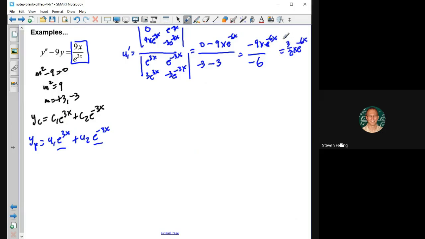Okay. And then for u2 prime, we have the same Wronskian on the bottom. I'm just going to write it as negative 6 because it doesn't change. But what's going to happen is this column is going to become the 0 right-hand side.